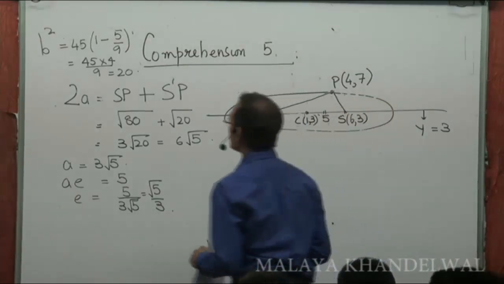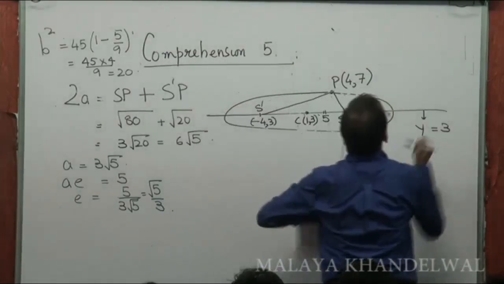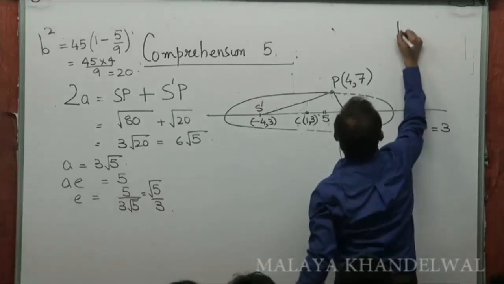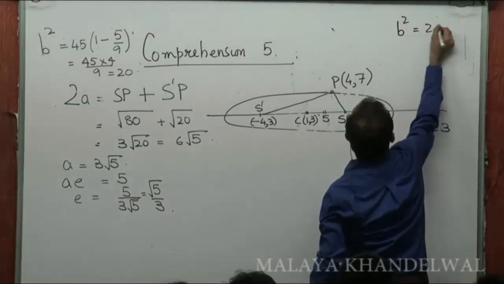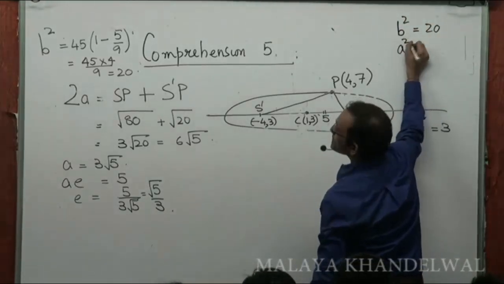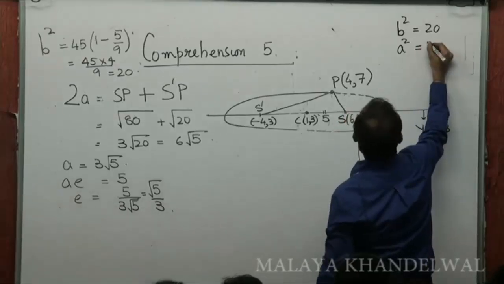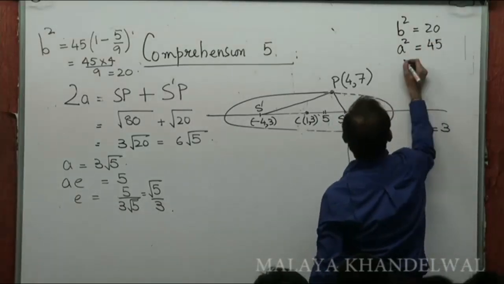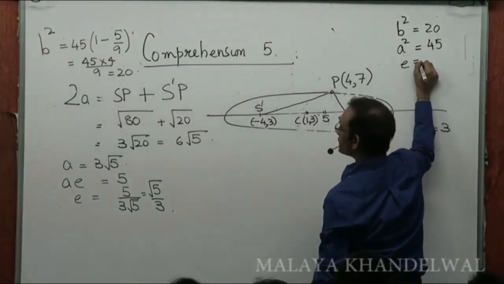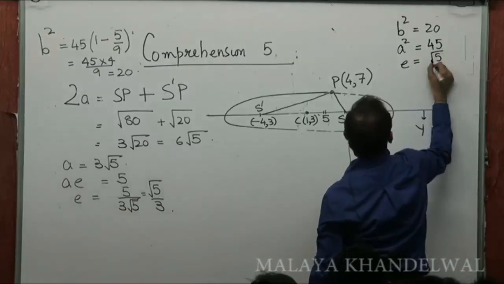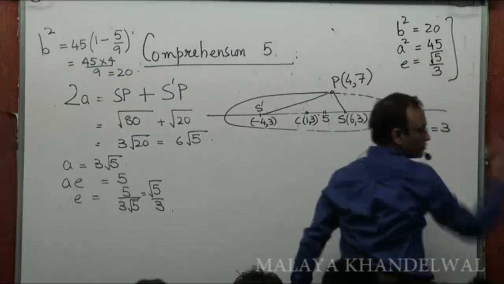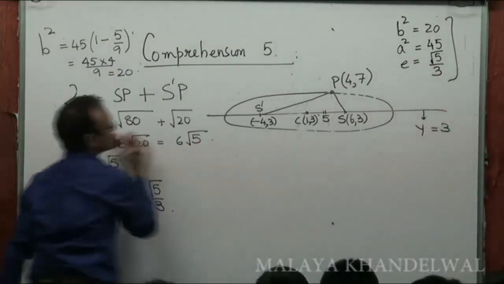Now, let me just write separately so that I can remove the clutter from here. B squared turns out to be 20. A squared turns out to be 45. E turns out to be root 5 by 3. Right? Let me now remove this data from here. I'm done with this data.